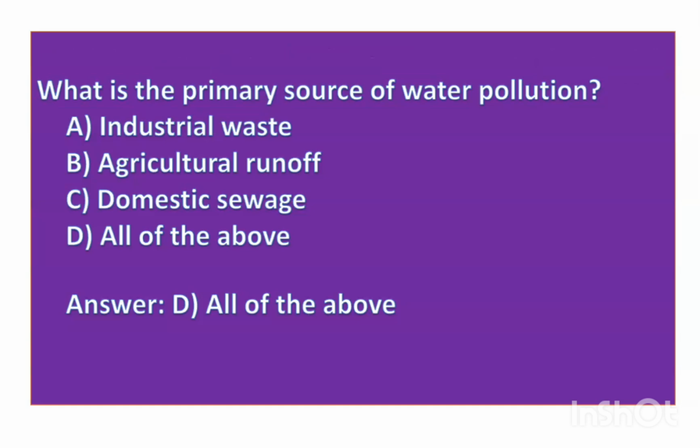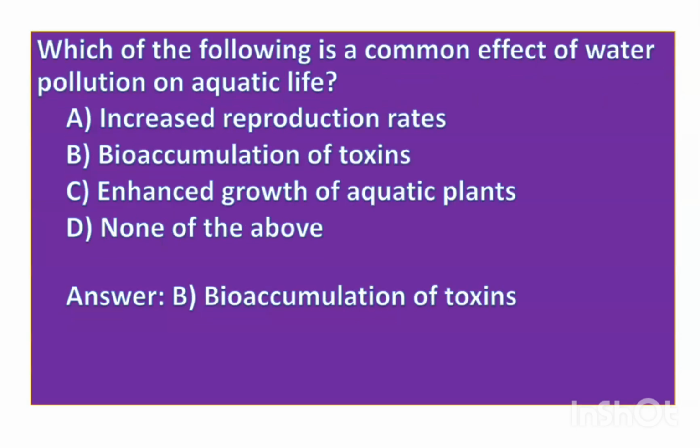What is the primary source of water pollution? Industrial waste, agricultural runoff, domestic sewage, and all of the above. The answer is all of the above. Which of the following is a common effect of water pollution on aquatic life? Increased reproduction rates, bioaccumulation of toxins, enhanced growth of aquatic plants, none of the above. The answer is bioaccumulation of toxins.